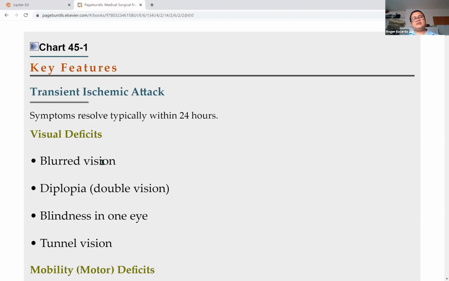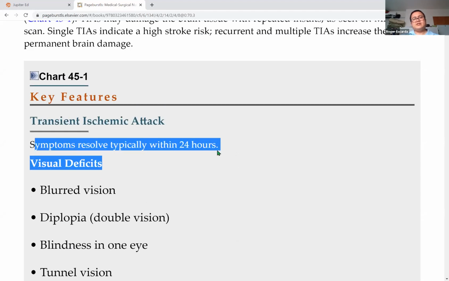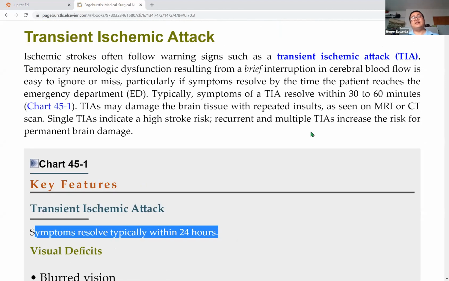The key here is the symptoms resolve within 24 hours. Okay, so therefore, it's not a stroke. The patient was lucky, it did not end up in an infarction. So an infarction is actual death of tissue. So we call it the same in an MI.